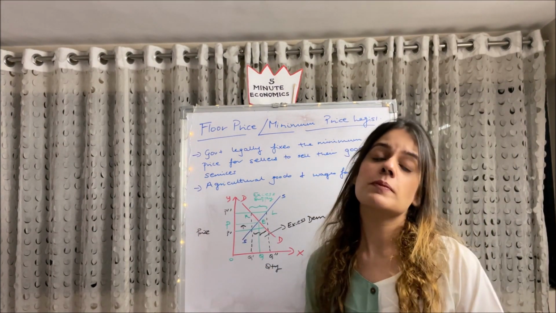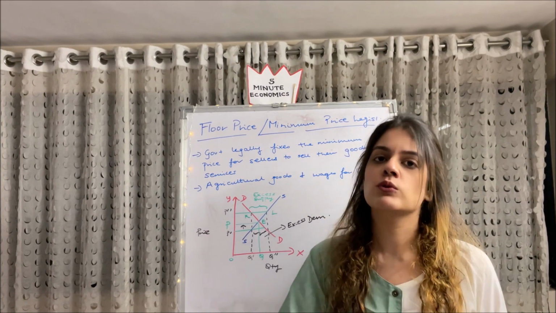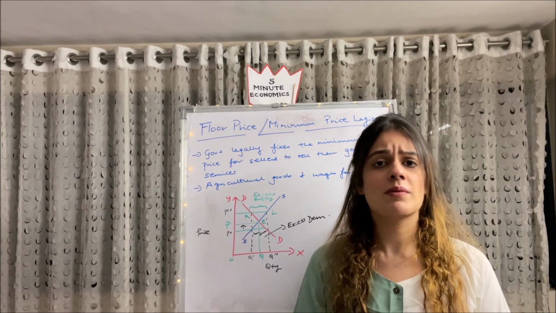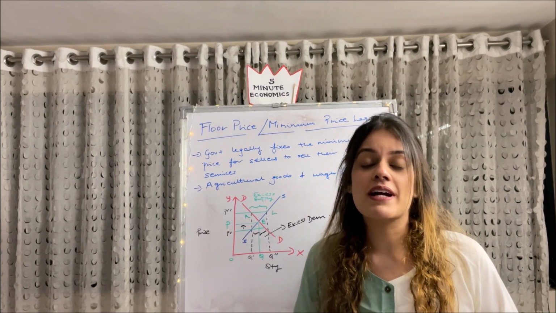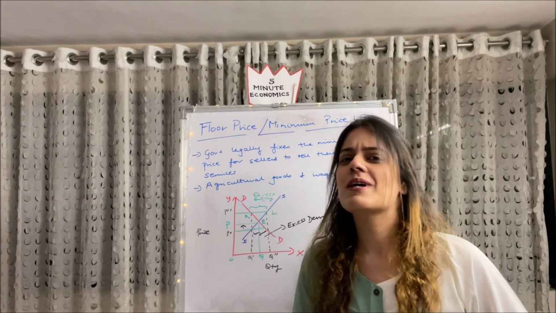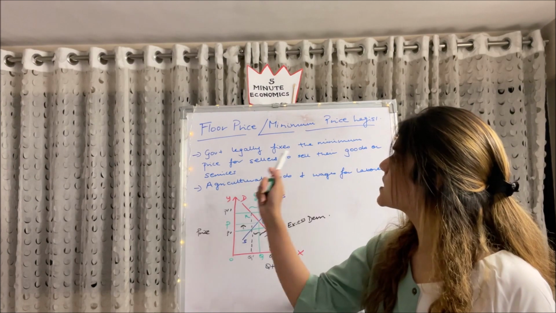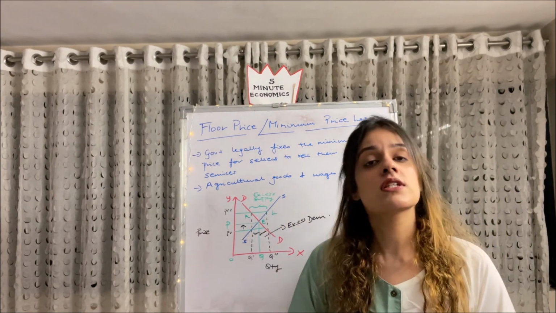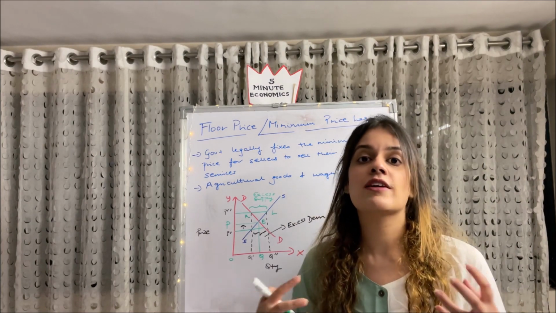Now this is done for the producer's welfare, that this much at least you have to charge for whatever you're producing. Sometimes what happens is if a bumper crop is produced, then the price of it falls a lot. Well, let's keep that topic for some other day, but today what I'm going to teach you is that the government legally fixes the minimum price for sellers to sell their goods or services. This is done in order to protect the producers from being exploited.